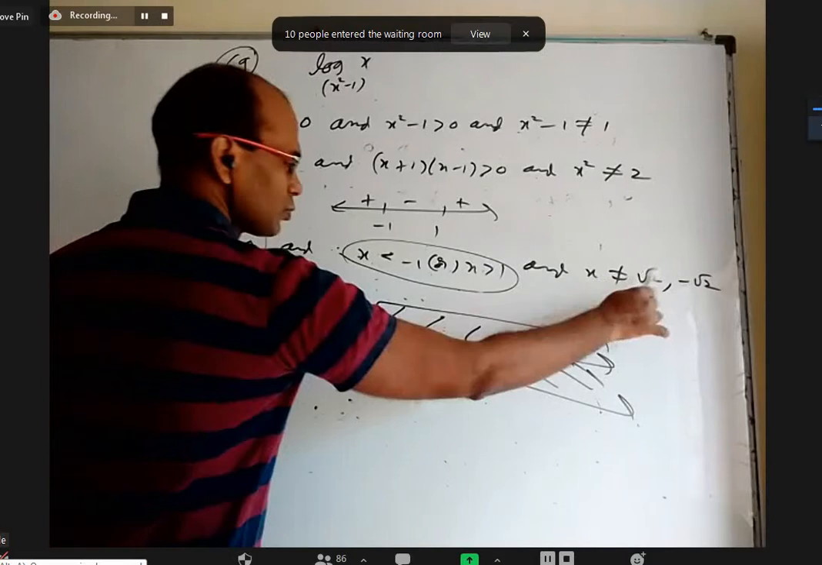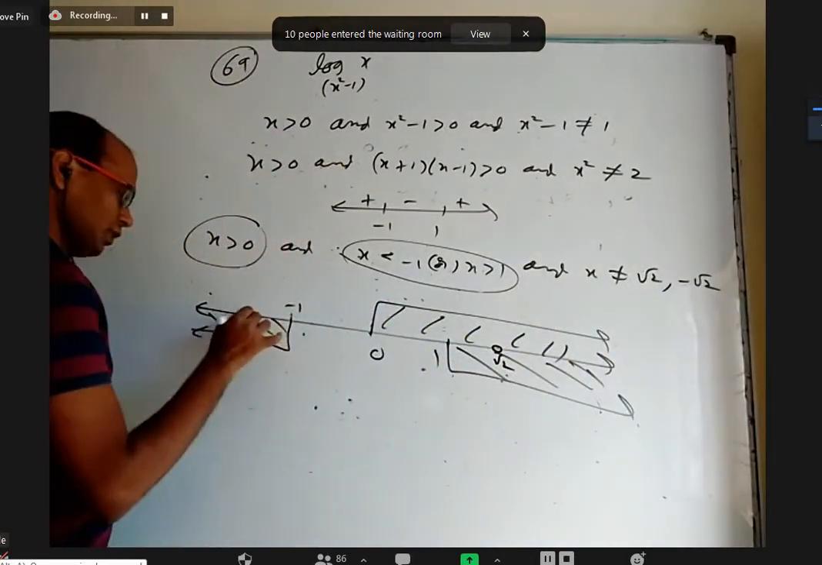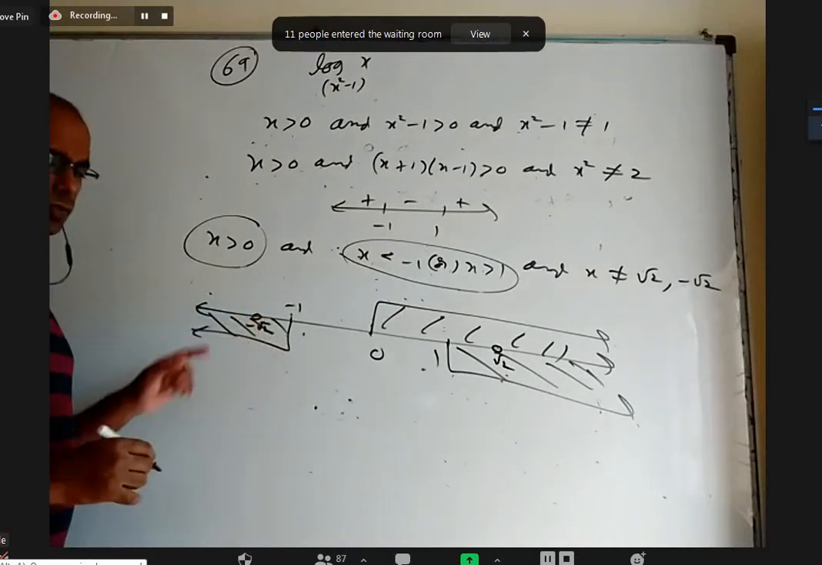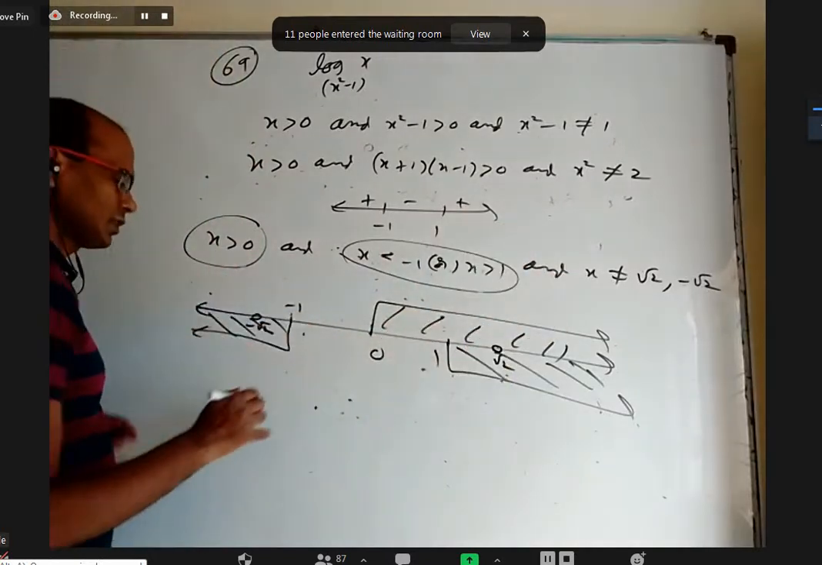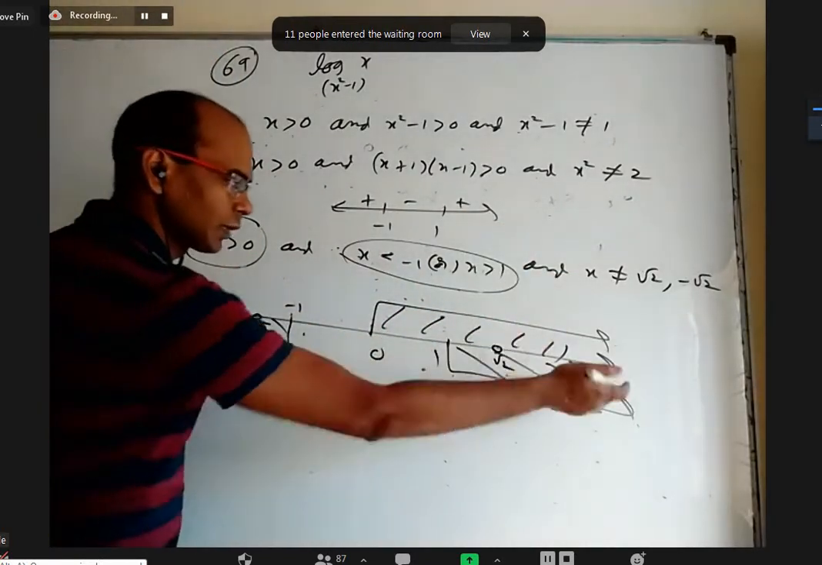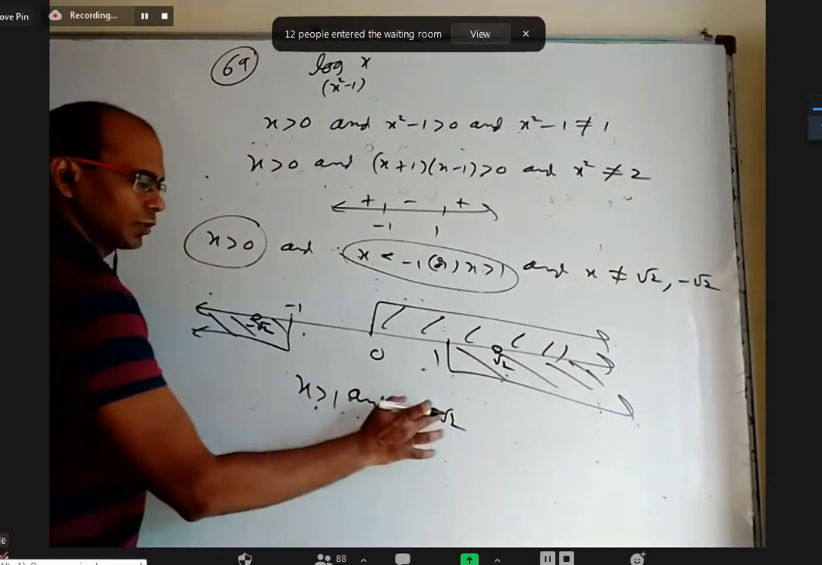And what about root 2 and minus root 2? There is a root 2 here. There is a minus root 2. Minus root 2 anywhere did not come in our final part, so root 2 came. So when you take the intersection of all these things, I'm getting x greater than 1 and x should not be root 2. Anyway, minus root 2 is not there.